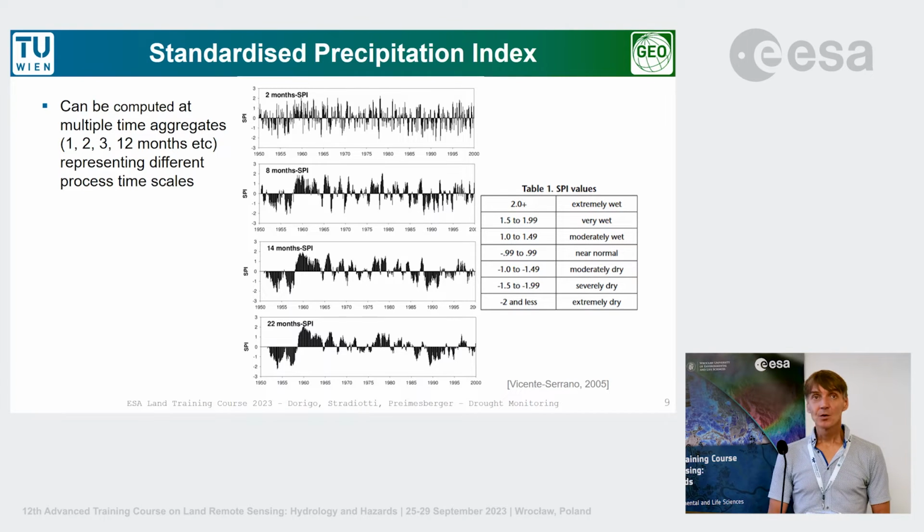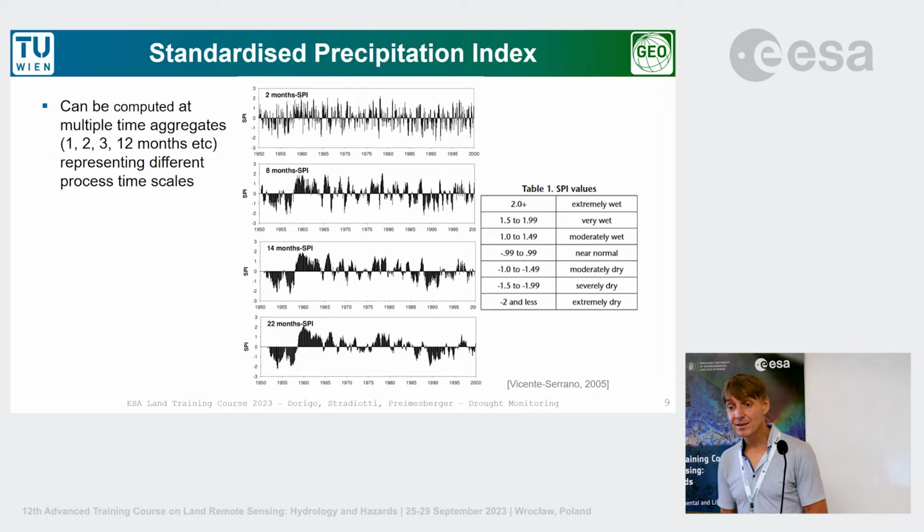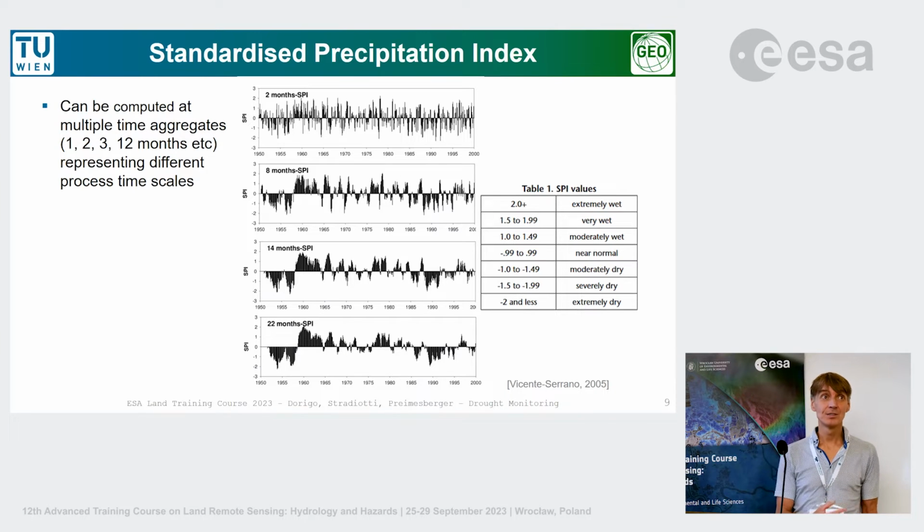Yeah, and who actually has heard about the SPI? Quite a few. Okay. So the SPI is broadly used because it's simple. It just needs precipitation as an input. It's not very comprehensive because of the very same reason, it only uses precipitation. And as we saw before, there's more to drought than just precipitation. There's also potential evaporation, for example. But the SPI, you can compute it for longer periods.